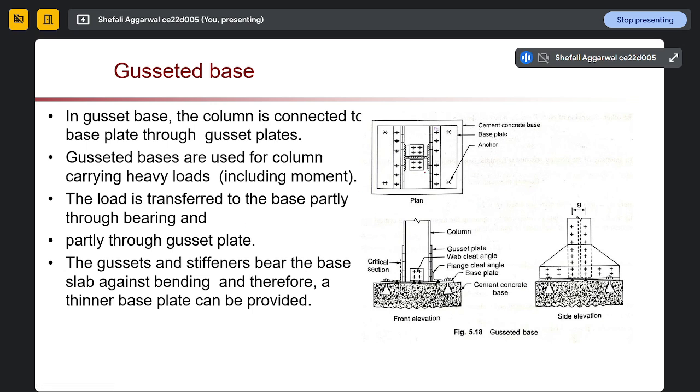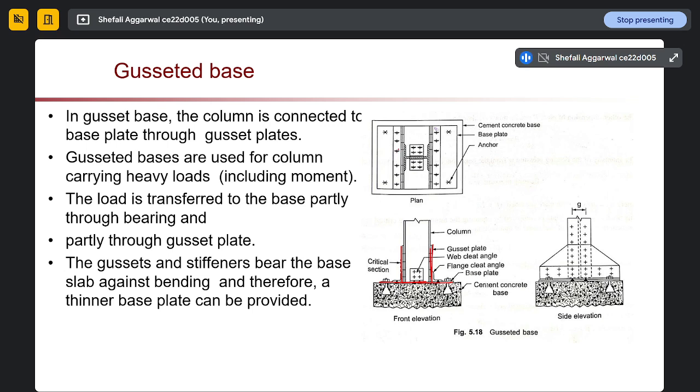Last thing is the gusset bases. Along with the base plate, if we are providing a gusset plate along the column, it looks like this. It will have a bigger area at the bottom and a smaller area at the top, so it will distribute our stresses more. Why are we providing this gusset base? It is normally provided when we have very high loads.